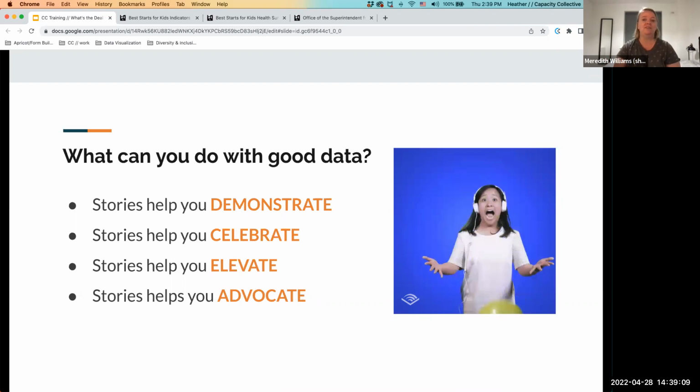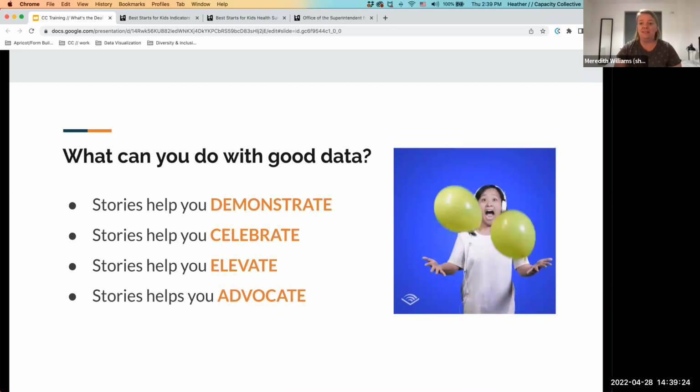Those stories can also help you celebrate. Many of us belong to and or work with marginalized communities. And a lot of the data about communities of color, BIPOC communities, comes from a place of deficit.